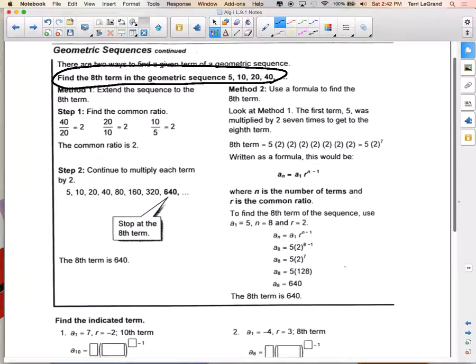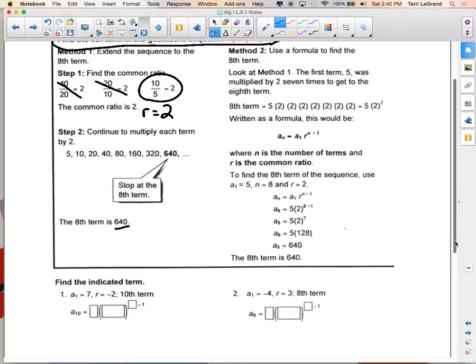Well, again, the first thing you would want to do, if you're going to use method 1, which is just keep doing what we were just doing on that last page, just keep extending the sequence till you get to the term number you want. Don't really need to do this many times, maybe just once is enough. Find your R value. The R value in this one is 2, and then continue to multiply, and they ended up with 640. When they were all done, they just don't show all the multiplying. Well, what if, though? 8th term, that's not so bad, but what if it's the 80th term? Do you want to have to multiply that many times?